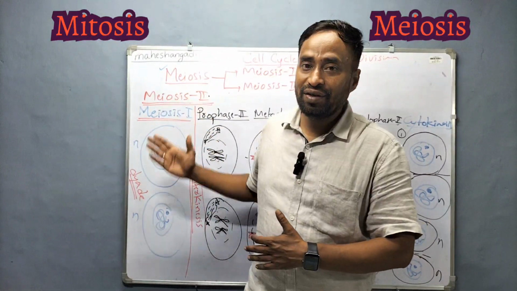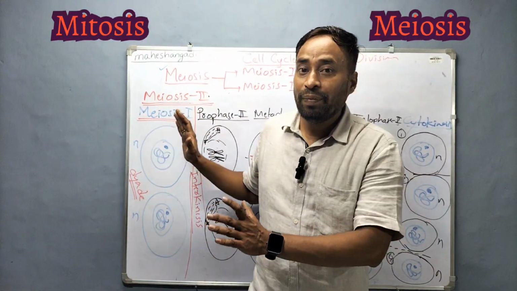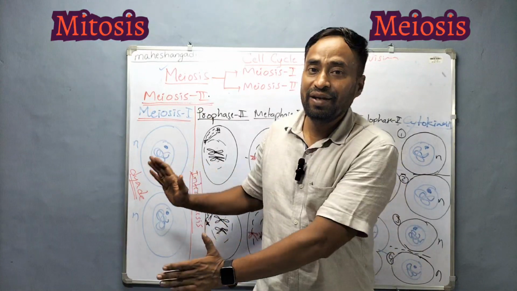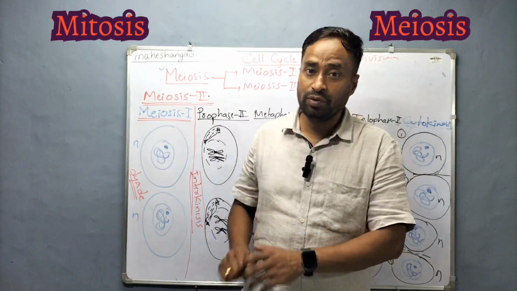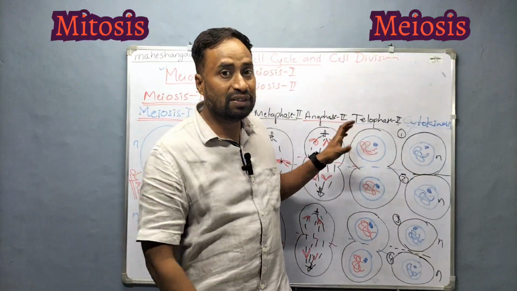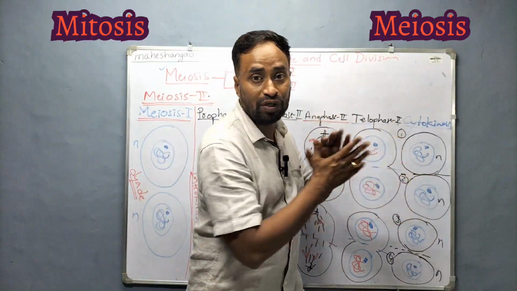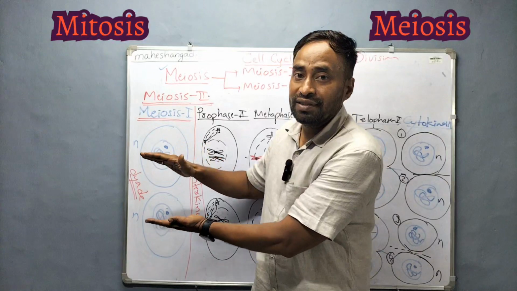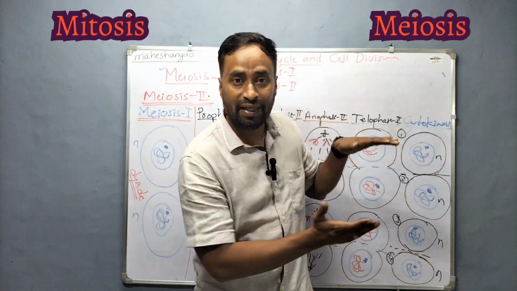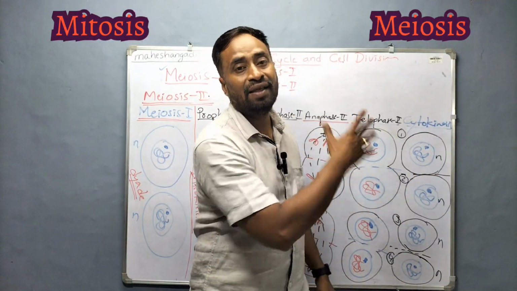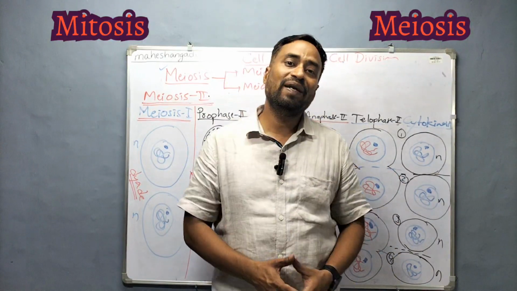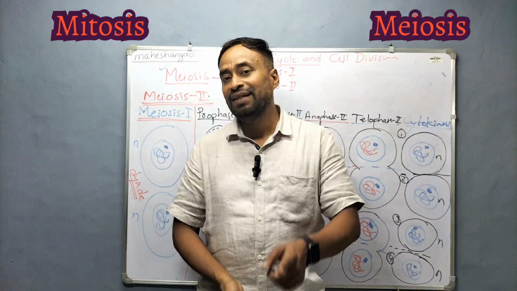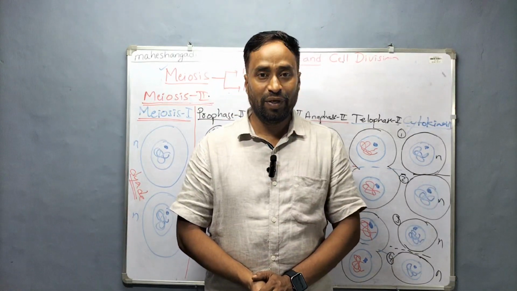In mitosis, there is no pairing of homologous chromosomes and no crossing over. Whereas in meiosis, there is pairing of homologous chromosomes, and there is crossing over. Like this. If you find still more differences, then just comment in the comment box.